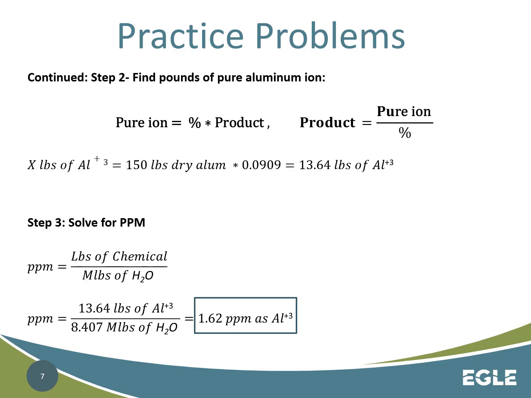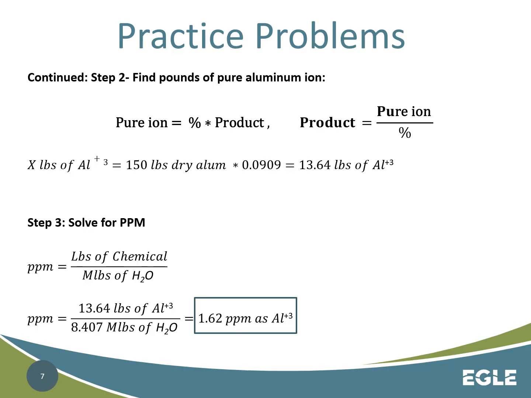We're given that we have 150 pounds of dry alum. That's the product. And we're given that 9.09% of that is pure aluminum ion. So we're given the percentage and we're given the product. You then go through with these two equations on top. You're trying to go from product to pure, so you're multiplying by that percentage.